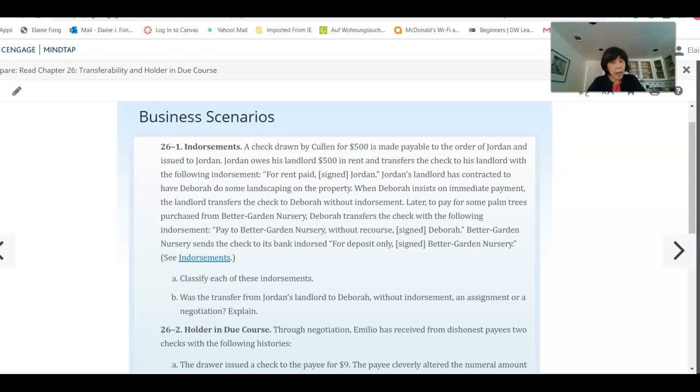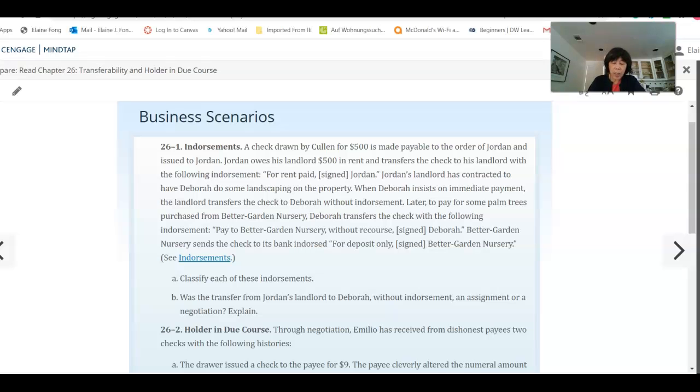So bearer paper, how do we negotiate it? All we do is deliver it. So the landlord delivers it to Deborah, no problem. Negotiation is complete. Right? Let's move on. Deborah goes to the nursery and she wants to buy some plants for her landscaping, plants, palm trees, okay, for the landscaping. So to pay the nursery, Deborah takes the same check and she endorses it.